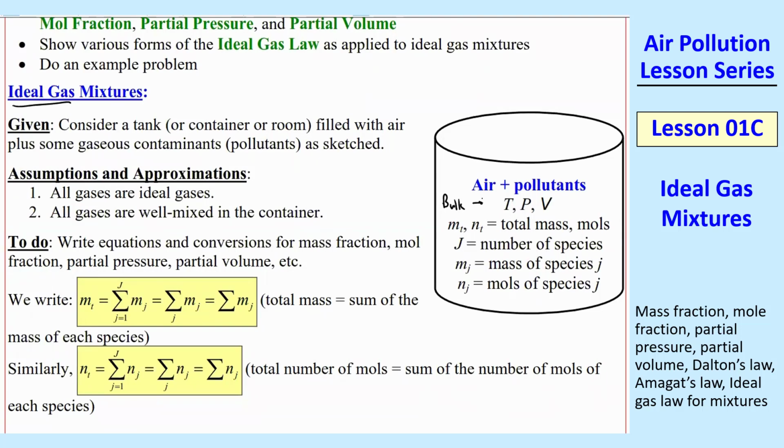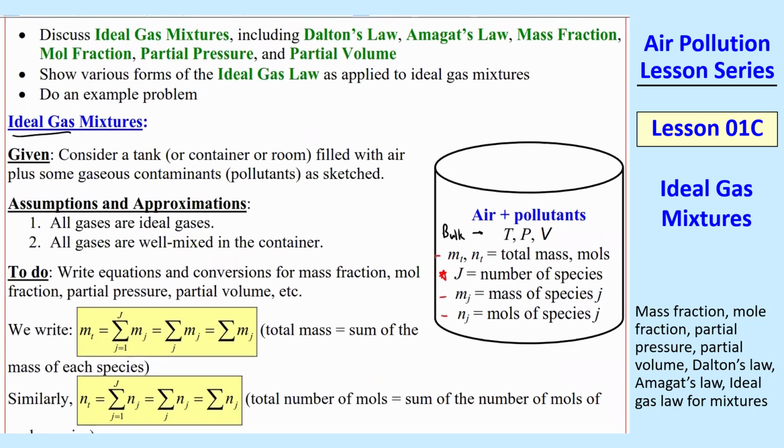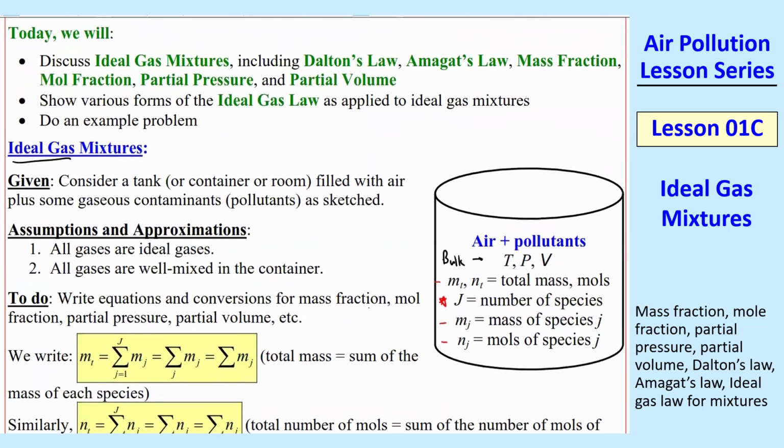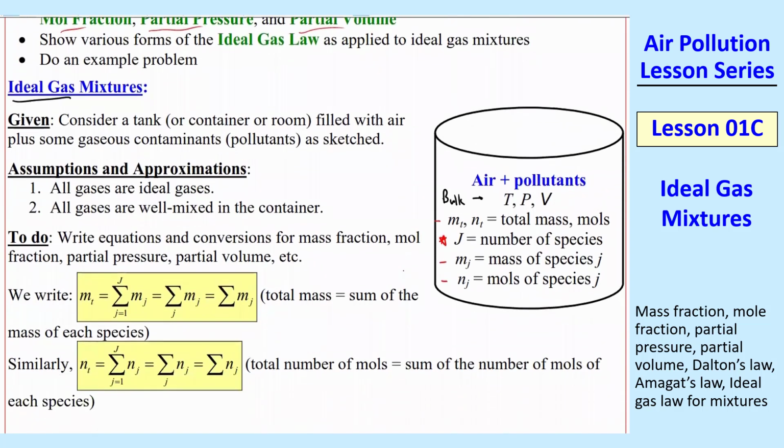And then it has J, capital J, number of species, and then each of those has a subscript little j. So if you have three gases, you would have j equal 1, 2, and 3. Each one of the species has a mass, has a number of moles, and then we'll also define the total mass, total number of moles. And then we'll define the partial pressure, partial volume, mole fraction, etc. for the various components of this gas mixture.